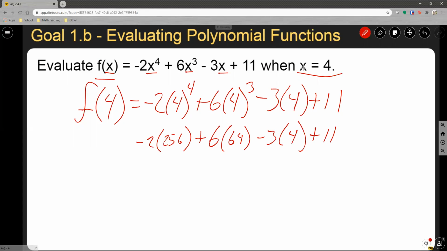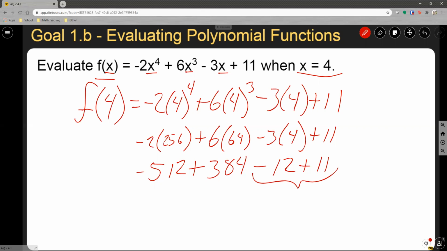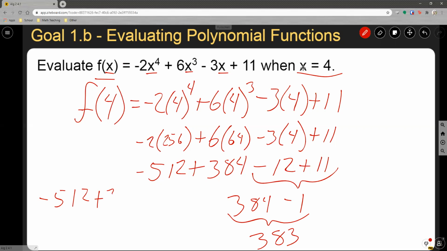And then we can continue along this by multiplying. We get negative 512 plus 384 minus 12 plus 11. And then finally I can add all this together, or add and subtract, I guess. I'll deal with these first because they're easy. Negative 12 plus 11 gives me negative 1. 384 minus 1 gives me 383. So if I've got negative 512 plus 383, I can do a quick subtraction problem, or I can just plug it into a calculator.